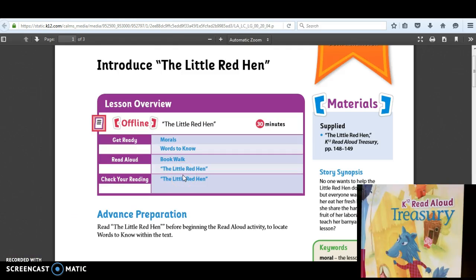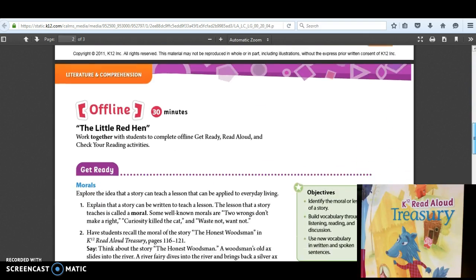Learning coaches, now that we have our materials ready, we'll get started with lesson 4. Lesson 4 is called Introduce the Little Red Hen. And there are some activities that we're going to do. We're going to have some get ready activities, some read aloud activities, and some check your reading activities.